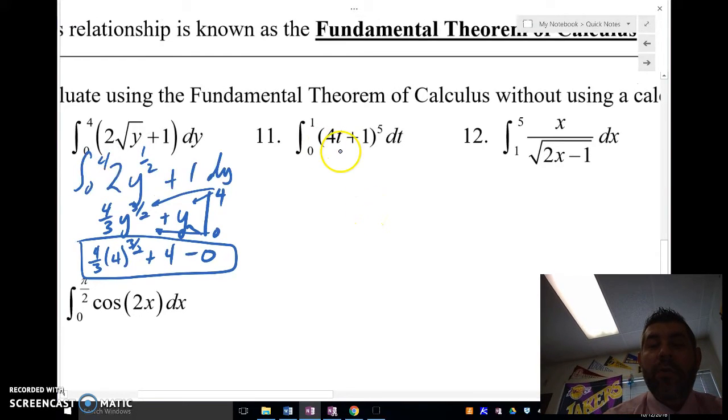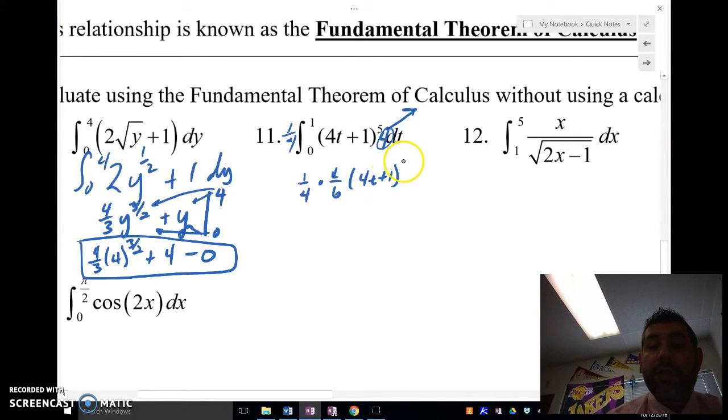All right, so we're going to do the antiderivative here. Now, this is a reverse chain rule, right? So I need a 4 to be a hook here. And if I do a 4, I need a 1/4 here. So then I'm going to get 1/4 times 1/6.